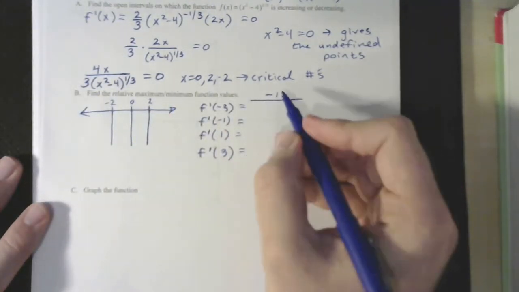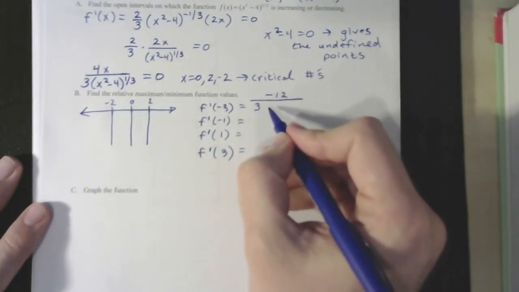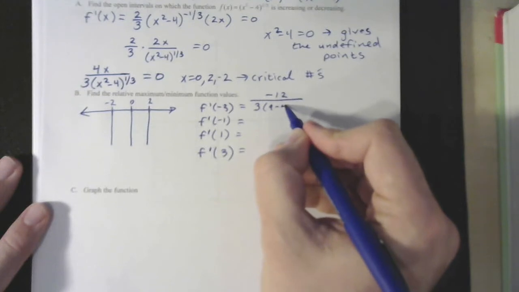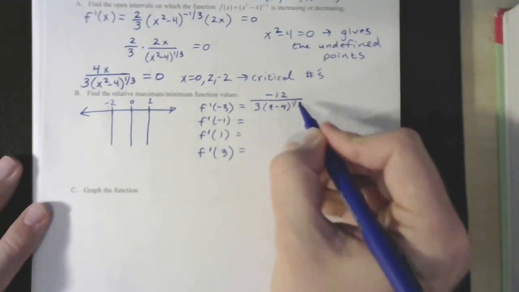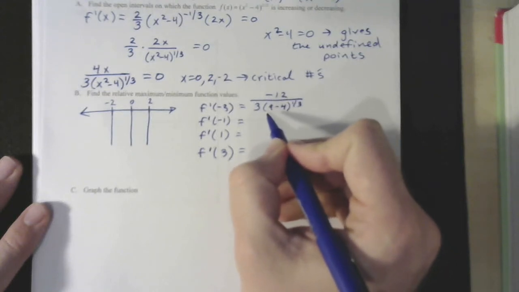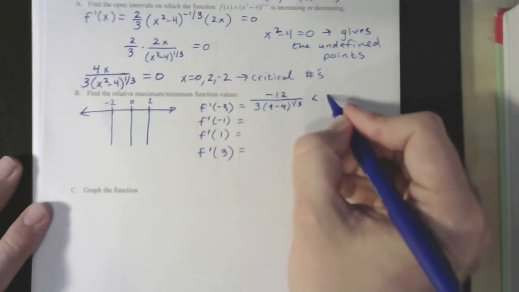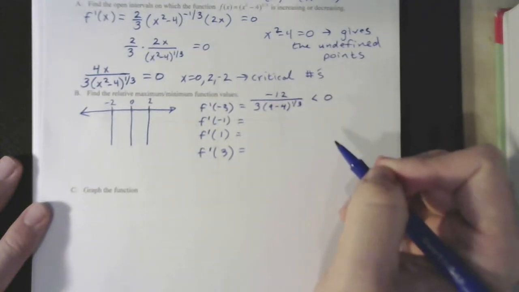Over 3 times 9 minus 4 to the 1/3. So this bottom, 9 minus 4 is positive, so this is going to stay positive. Negative over positive is negative, that's less than 0.